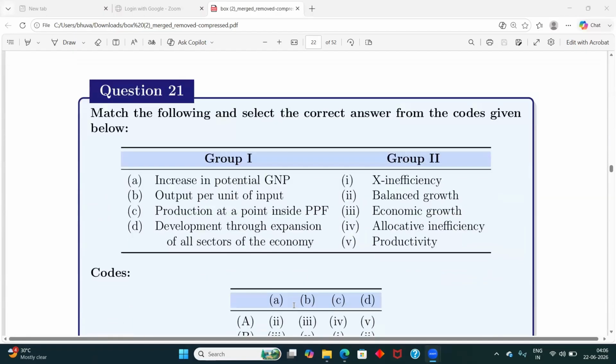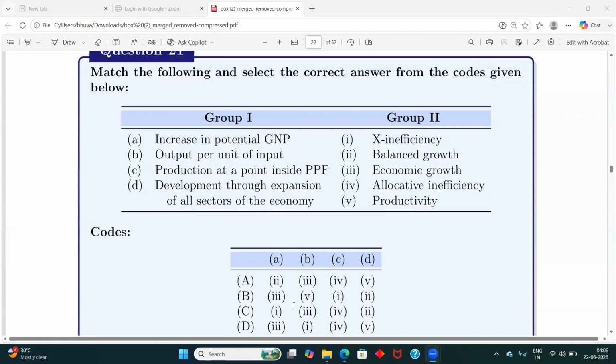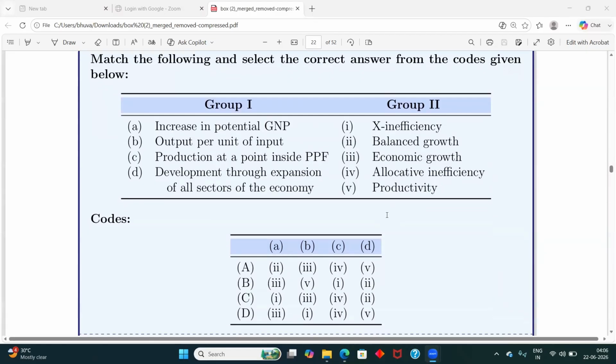Now moving to question number 21. Match the following and select the correct answer from the codes given below. In Group A, we have: increase in potential GNP, output per unit of input, production at a point inside the production possibility frontier, development through expansion of all sectors of the economy. In Group B: X-inefficiency, balanced growth, economic growth, allocative efficiency, and productivity. Let's see the match.